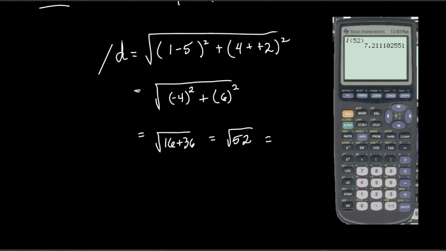Let's just round it to the first decimal place. So what does that round to? Just 7.2 because the 1 does not round it up. When would it go to 7.3? If this was a 5 or higher, okay?